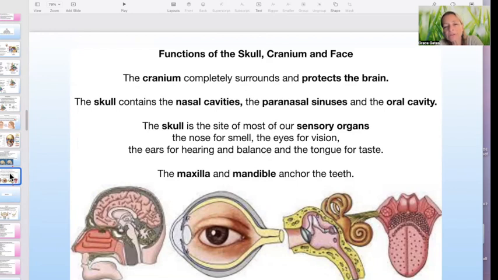The cranium completely surrounds and protects the brain. The skull contains the nasal cavities, the paranasal sinuses, and the oral cavity. The skull is the site of most of our sensory organs. The nose for smell, the eyes for vision, the ears for hearing and balance, and the tongue for taste are all in the skull. In that way, we are very skull-heavy organisms. The mandible and the maxilla hold our teeth. So there's a heck of a lot going on in the skull.